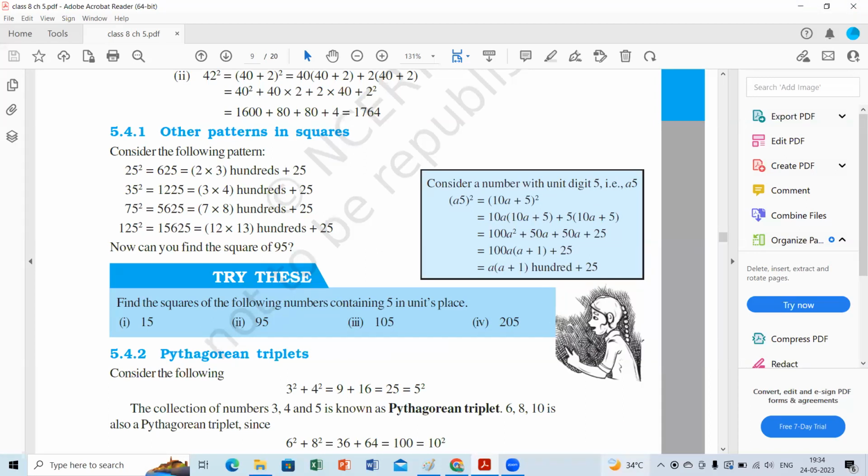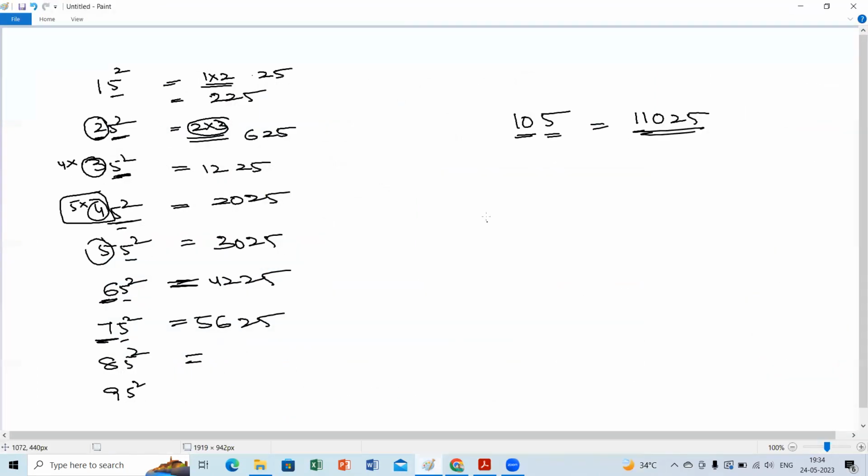Ma'am, can you explain 105 once again? Yes, sure. 105 means, what is 10? This is your number, right? Because it is a 3-digit number, you need to take the first two digits. So 10, and what is the next number after 10? 11. 10 into 11 is 110. Then the same base, 5 square. Hope you understood. Yes, ma'am, understood.